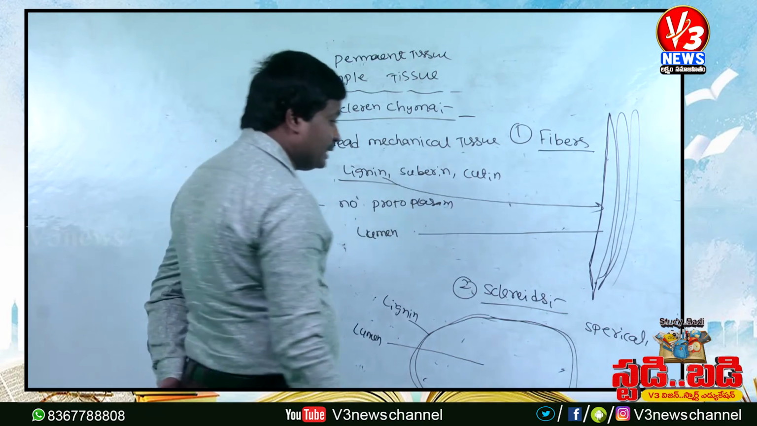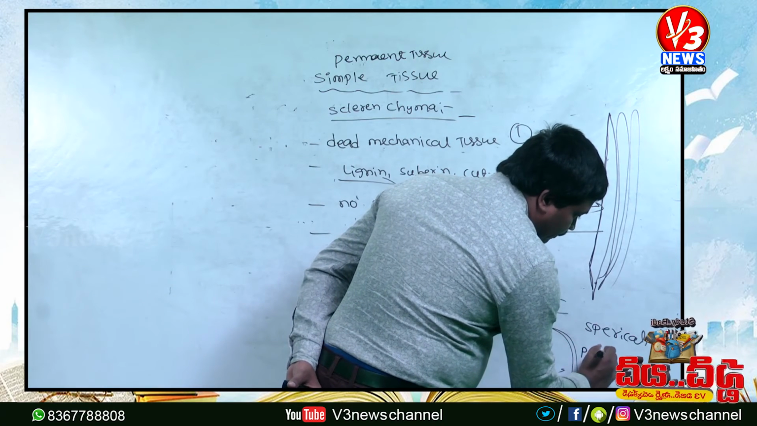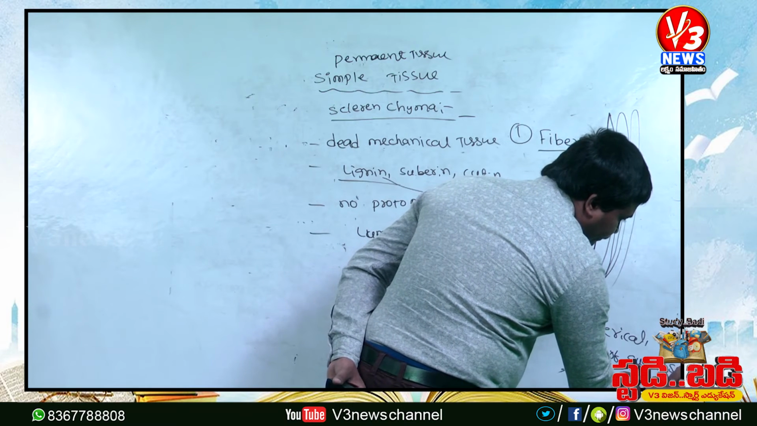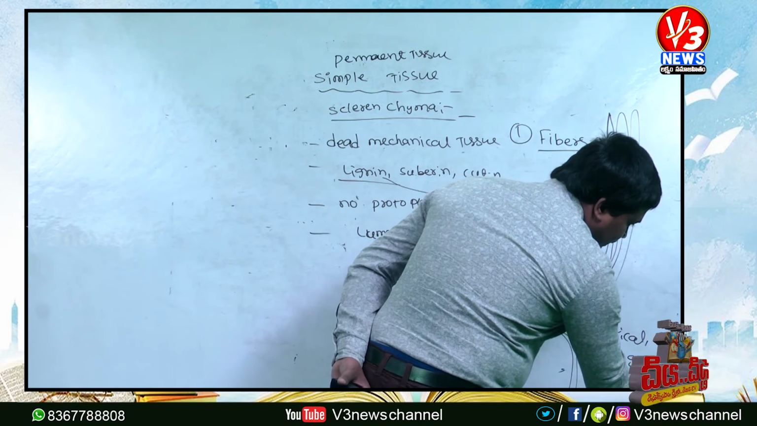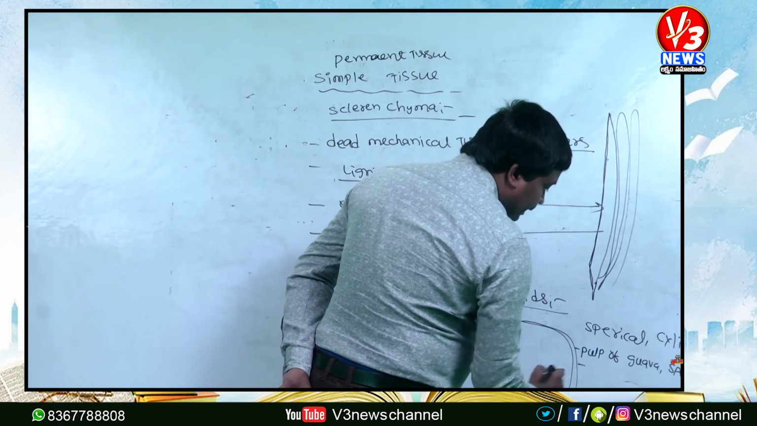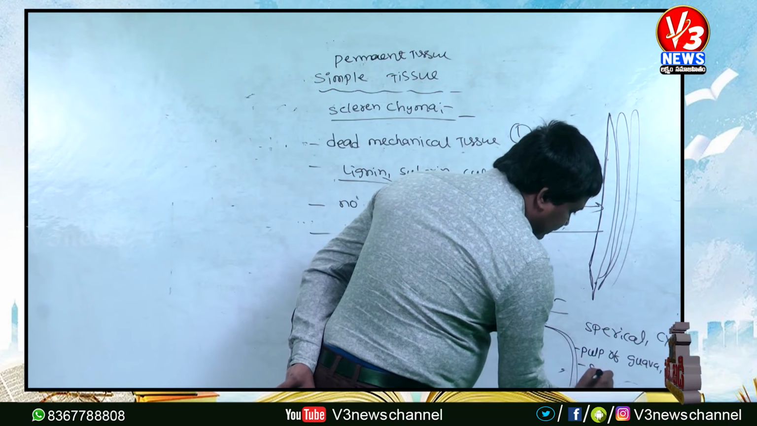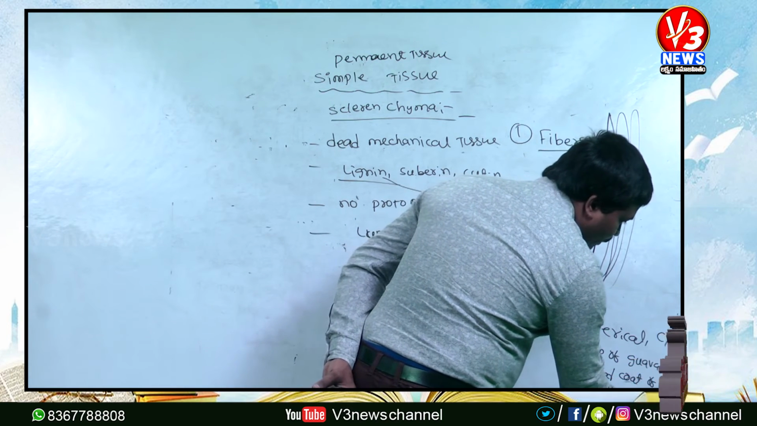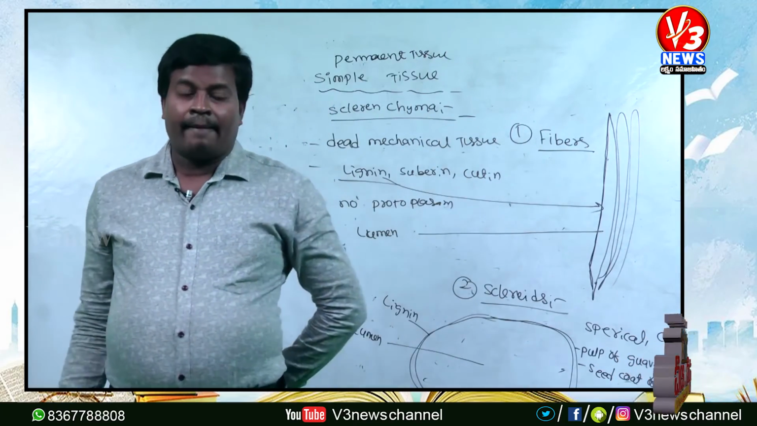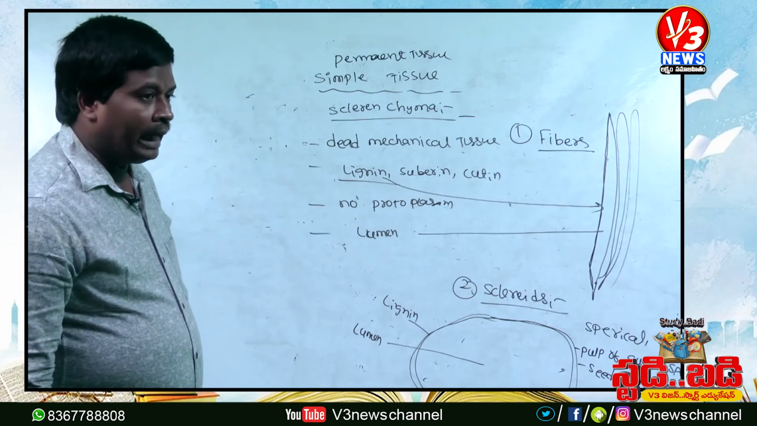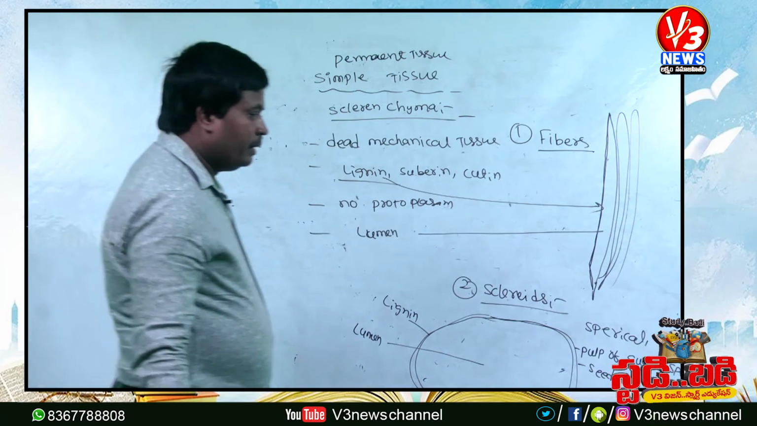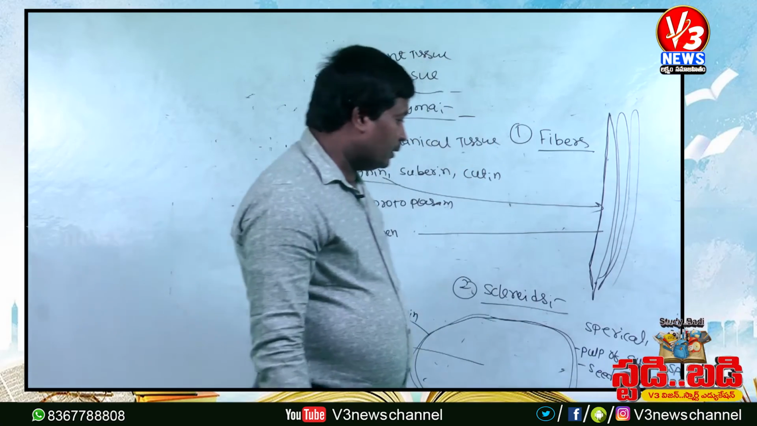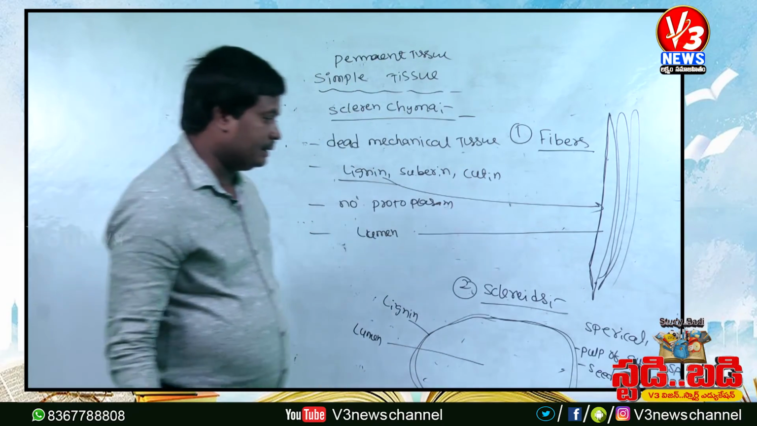Such types of sclereids are present, very important, in the pulp of guava, sapota, pears, and sclereids are present in the seed coat of legumes. Legume means, already you studied pea, Pisum sativum, and beans. They all belong to the leguminosae family. The seed coat of pea, Pisum sativum, contains sclereids.